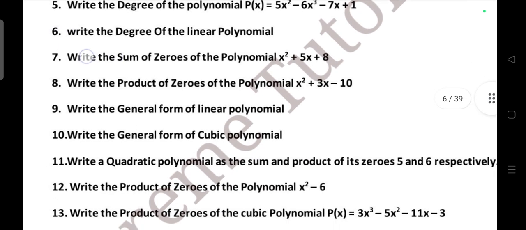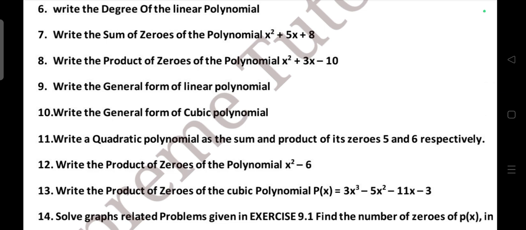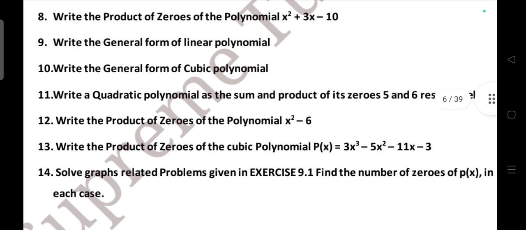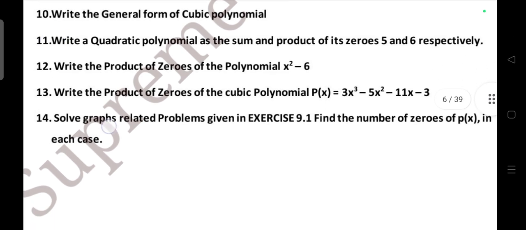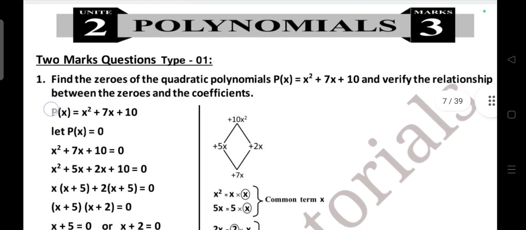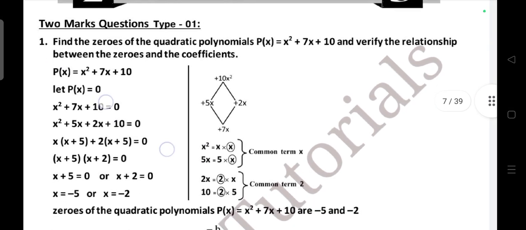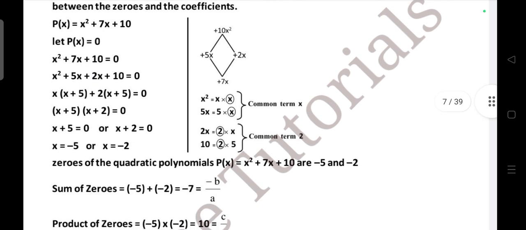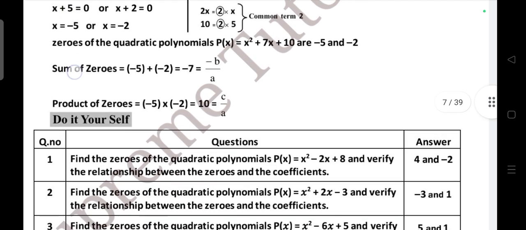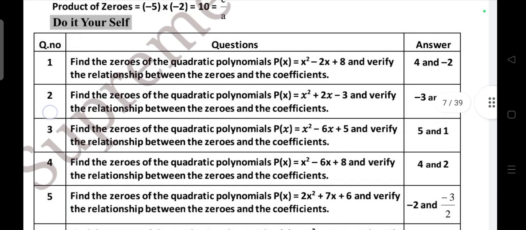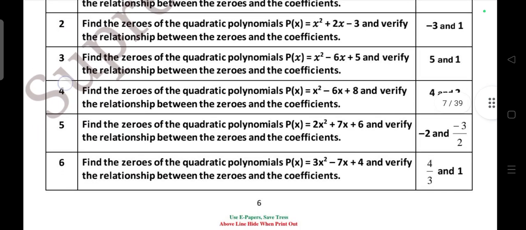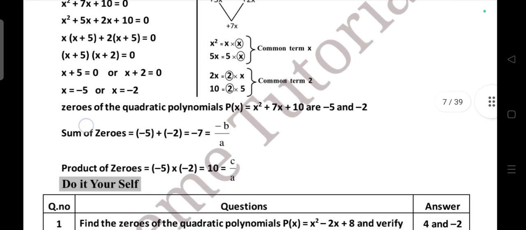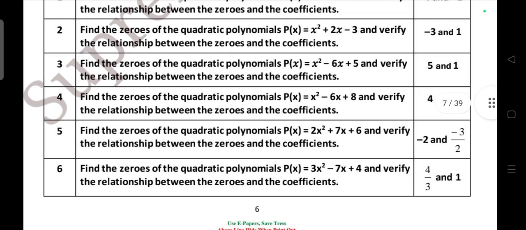Write the general form of a linear polynomial, write the general form of a cubic polynomial, write the quadratic polynomial, and then write the product of zeros of the polynomial. So these are all the important questions, just practice these. Then find the zeros of the quadratic polynomial x square plus 7x plus 10 equal to 0 and verify the relationship. This is the answer. This type of question they'll ask, sum of zeros and product of zeros. One example I have already solved here. Like this, some questions are there to practice, just practice first.